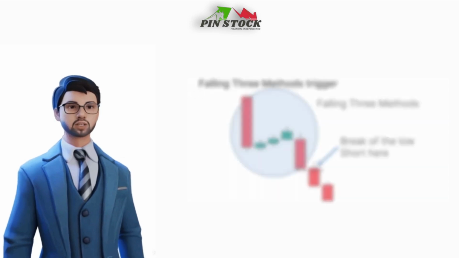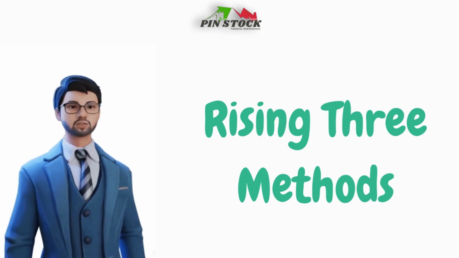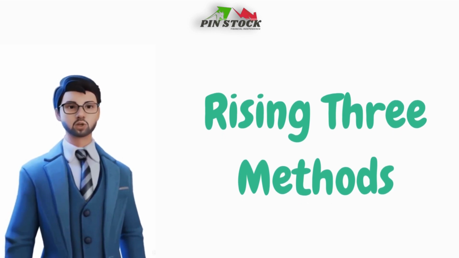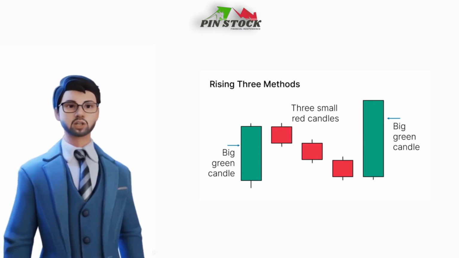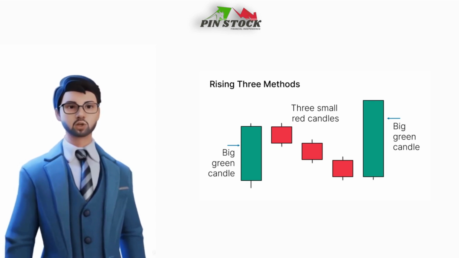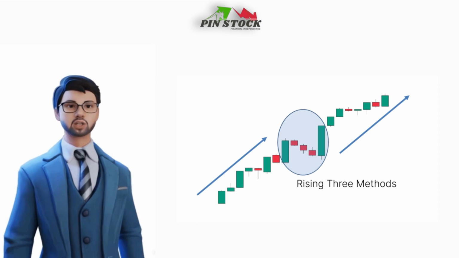Moving on, we'll investigate the rising 3 methods. This bullish continuation pattern is like a short story of market resilience. Picture this: 3 small bearish candles, each closing within the previous day's range, nestled between 2 long bullish candles. That's your rising 3 methods. These 3 bearish candles are like a brief pause in a conversation, a momentary interruption in an otherwise bullish chatter. But what does this signify? It shows that the bulls, despite a brief bearish interruption, are firmly holding their ground.